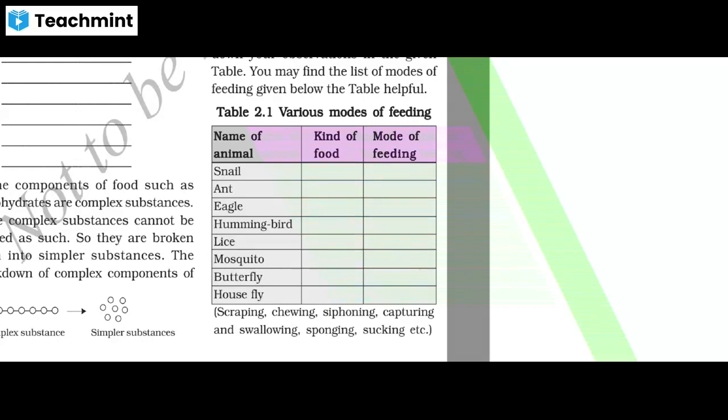Then leeches. The kind of food is blood, and the mode of feeding is also sucking. They suck the blood. Then mosquitoes. The kind of food is blood and the mode of feeding is also sucking.